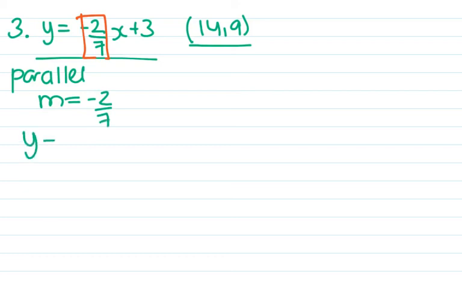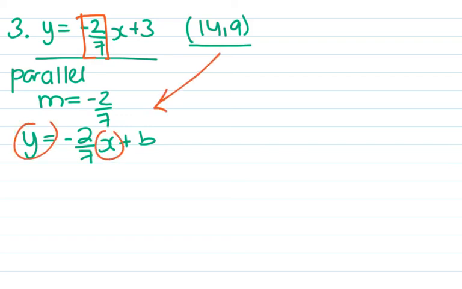So far we know y equals negative 2/7 x plus b. We only know the slope of our line. We don't know b yet. So that means we need to find b. And how can we find b? Well, we just learned this in the last lesson. We're given a point. We're going to plug that point in for x and y and solve for b. Remember that when you're given a point, it's a coordinate (x, y), right? So I'm going to take 9 and plug it in for y.